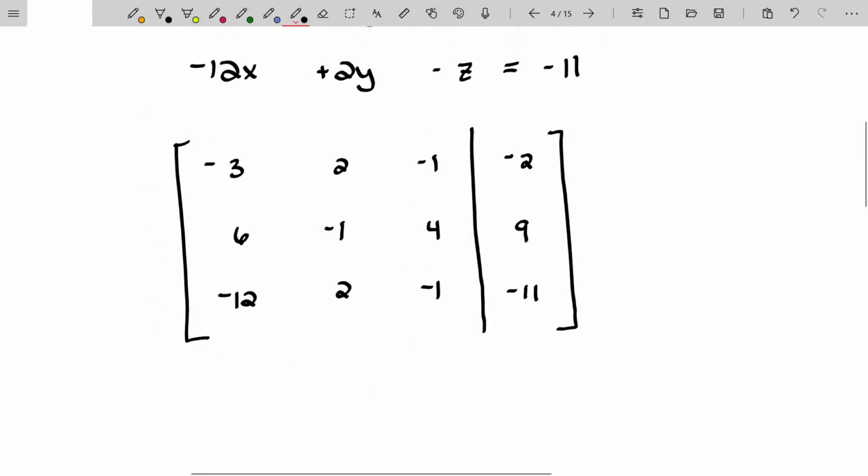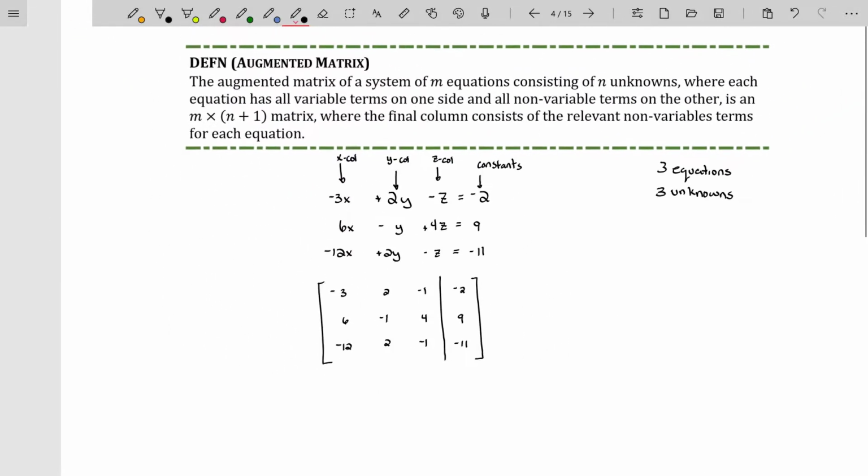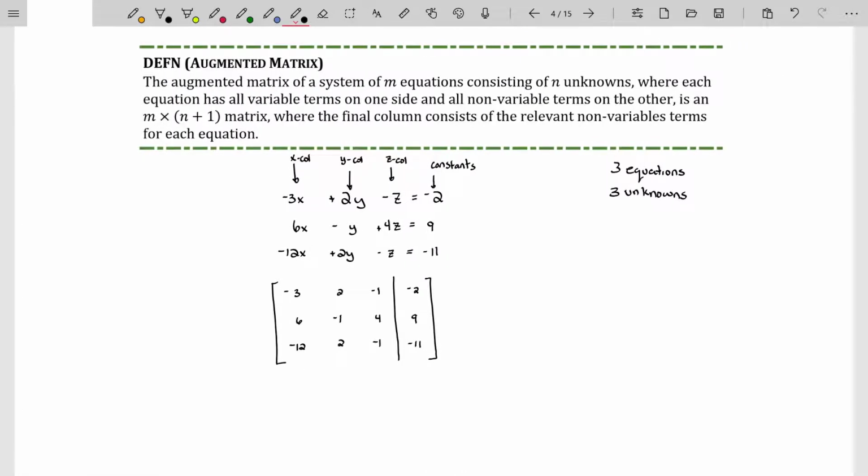Pretty easy to set up, actually. Just a little bit of cleanup to the initial system, and then write the coefficients in and separate the left-hand side and the right-hand side with a vertical pipe.